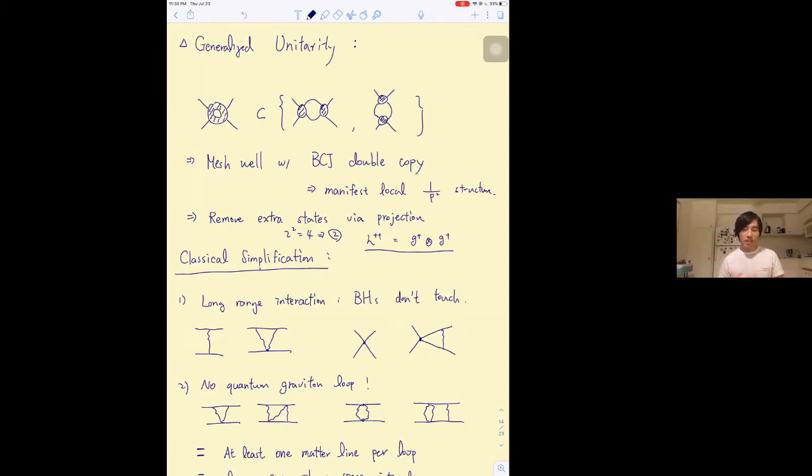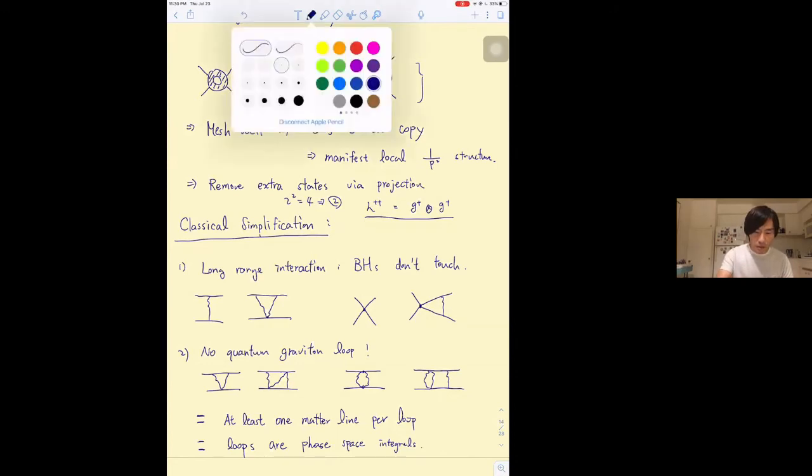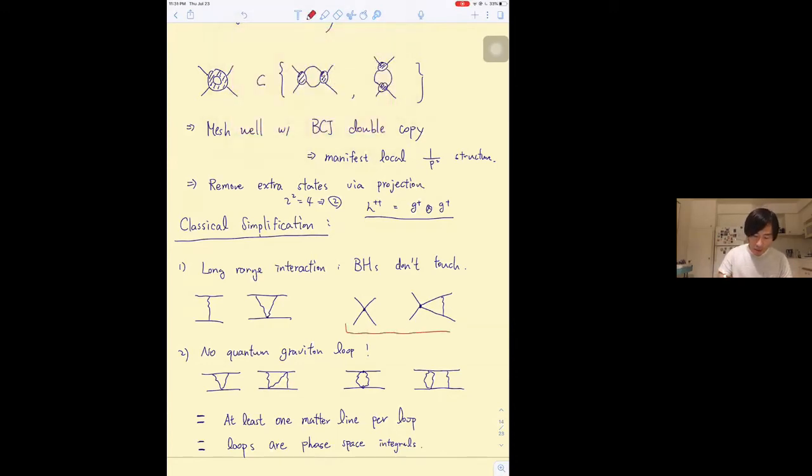But what we're interested in here are the classical amplitudes. So what we want to know is what classical simplifications we can apply in this system. The first simplification is that because we're interested in long-range interaction, the two black holes cannot touch each other. So for example, like these two, because the two matter lines are touching each other, these are not allowed. On the other hand, these diagrams are allowed for the long-range interaction.